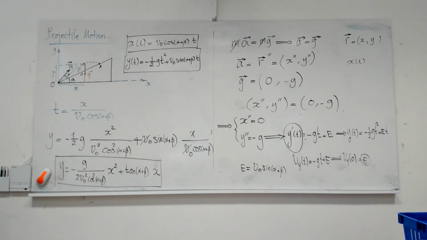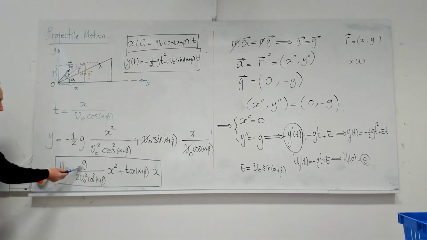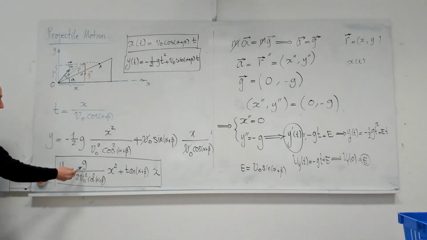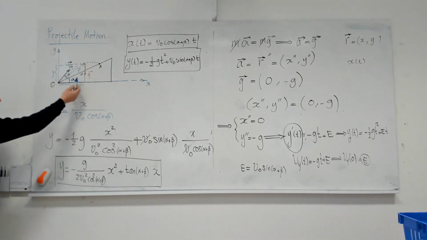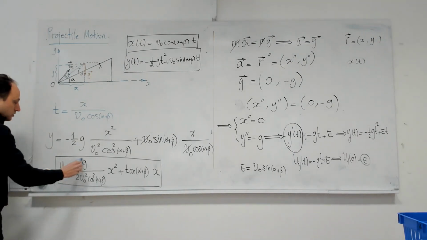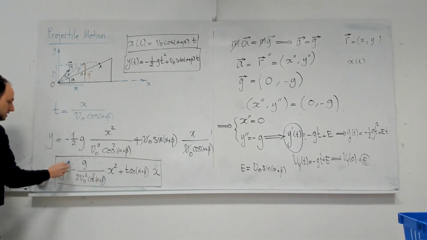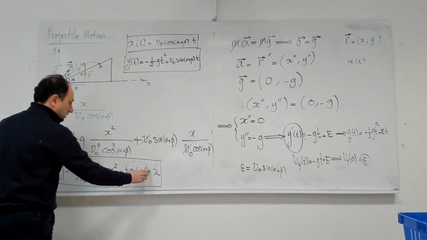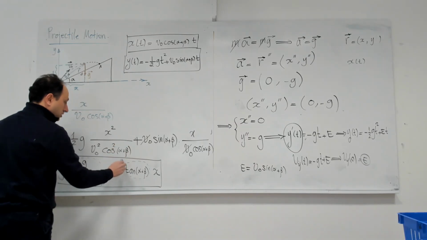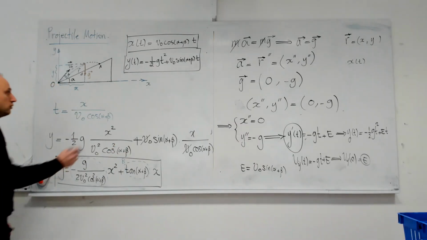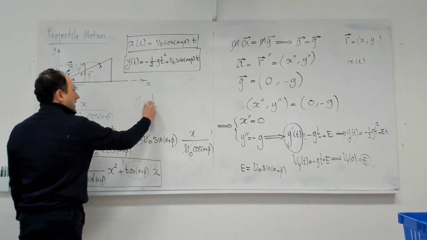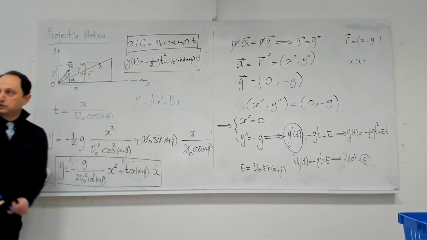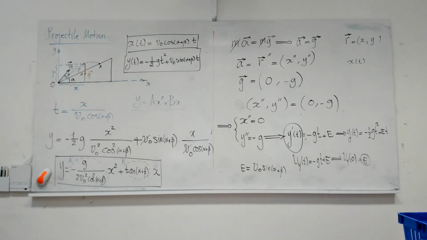But look, this you need to learn. So this g over 2 v naught cosine alpha is just a number. They are given to you in the problem from the beginning, so you can assume that that is a constant. And that is also the same thing, another constant probably. And now look what happens. You have y equals ax squared plus bx. And I hope that everyone agrees that's a parabola. So that's an equation of the parabola.